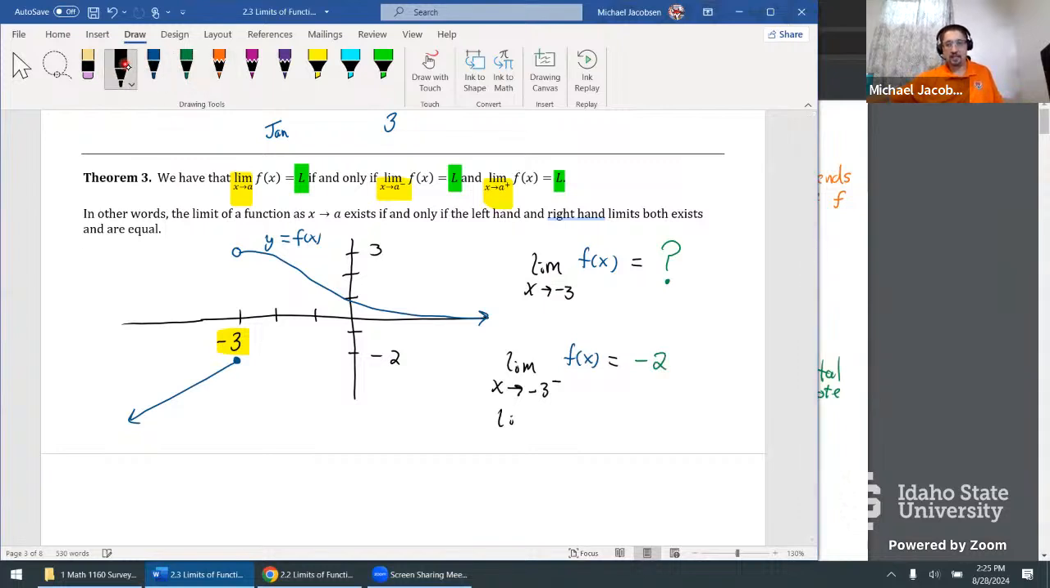Next, if we take the limit as x approaches -3, but this time from the right, so a plus sign, we have to put something inside the limit. There's the function f of x. Well, in that case, that limit's different. We're approaching from the right, so we're going up this curve, and it's a gentle increase until the numbers get closer and closer to a height of 3 this time.